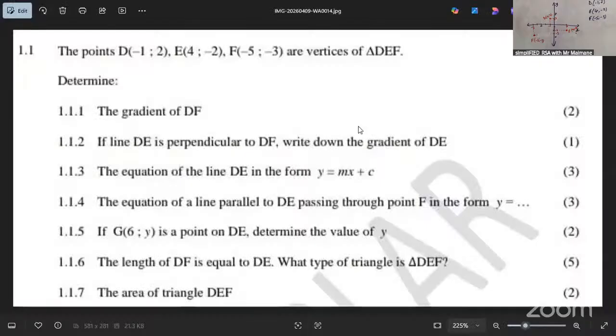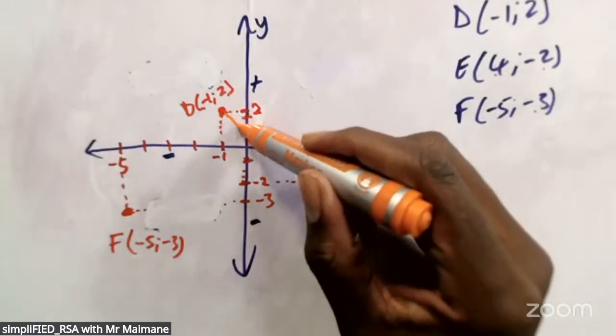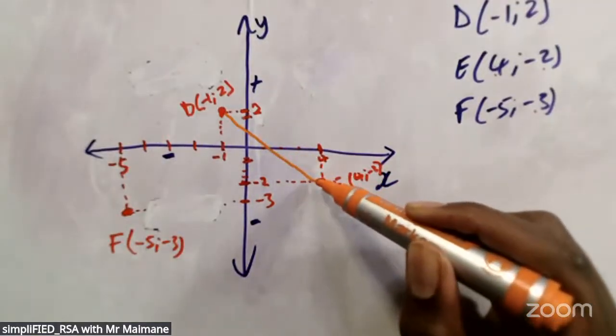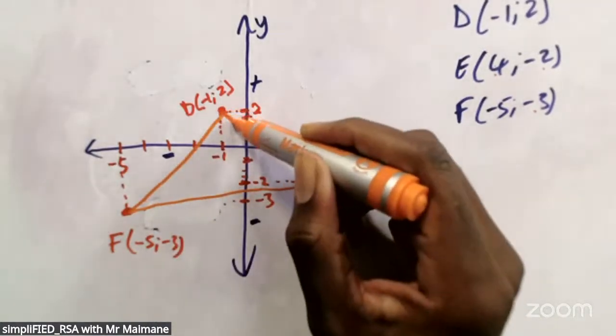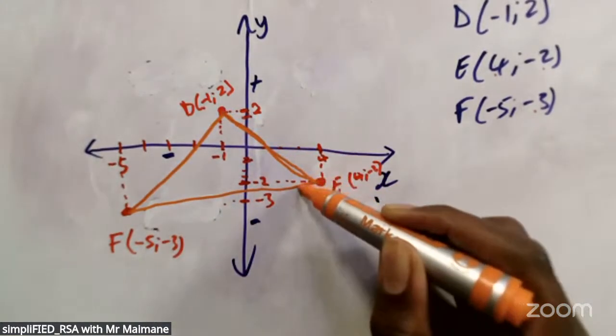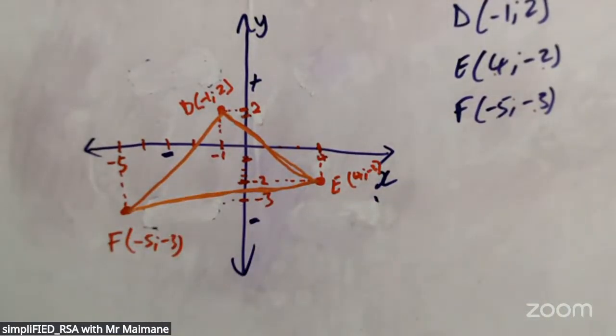Somehow they are saying those points are vertices of triangle DEF. So we're going to join the vertices of triangle DEF. So this is triangle DEF. It may not be accurate, but you can see what's going on there, right?